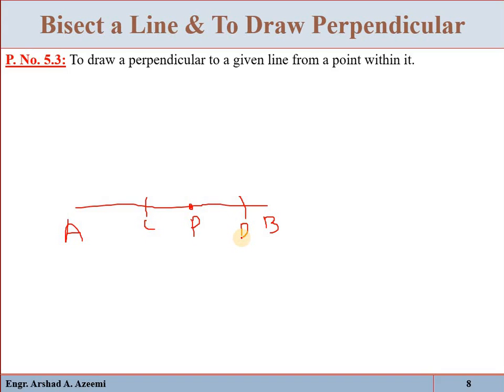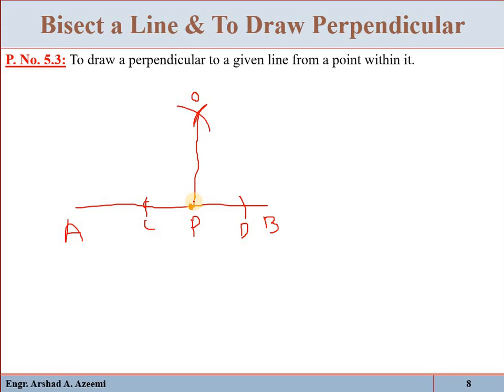Now with any radius greater than this radius, at center C, mark an arc here. With the same radius and center D, mark an arc here. Meaning, place the compass at D and mark an arc, and place the compass at C and mark an arc. Suppose that is point O. Now join this O with P. So this will be the required perpendicular to the given line AB.